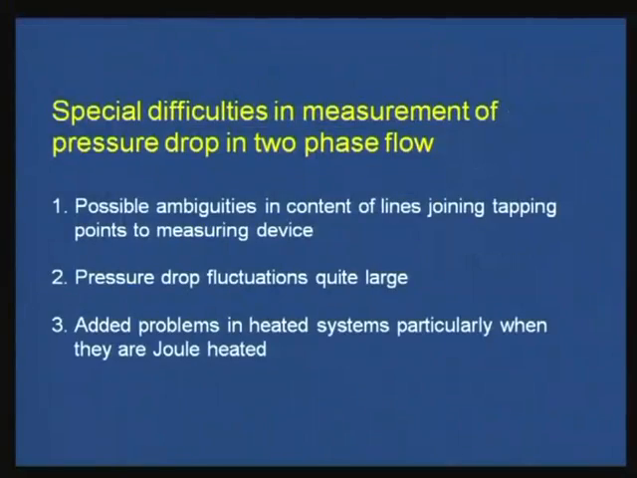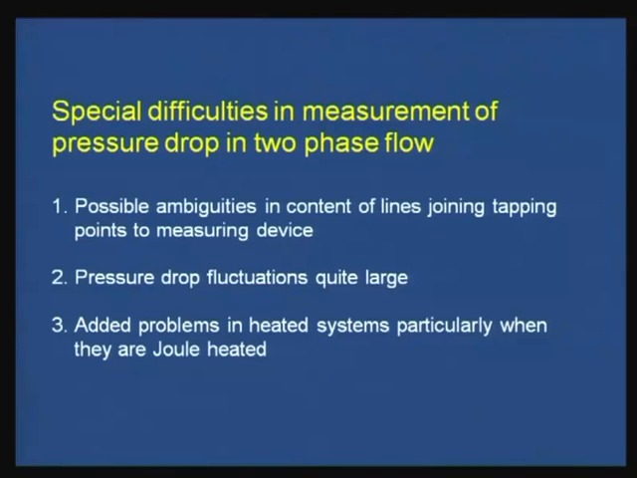Okay. So, what are the major challenges or special difficulties in measurement of two phase pressure drop? First thing, as I have told you, the moment a second phase enters, there are possible ambiguities in the content of the lines joining the tapping points to the measuring device. These slides I think you can get, isn't it?